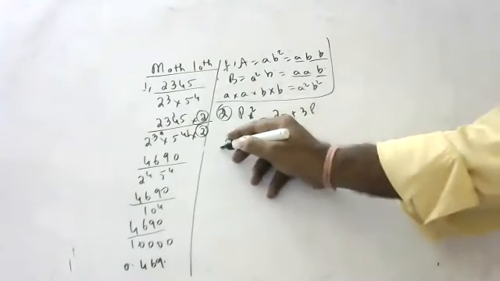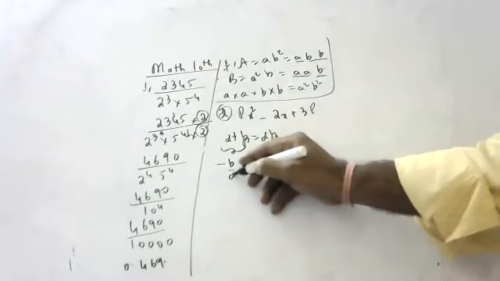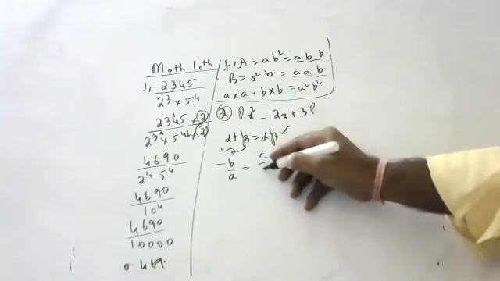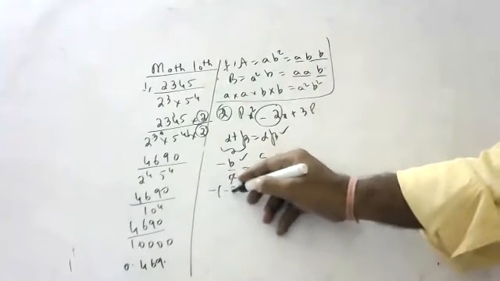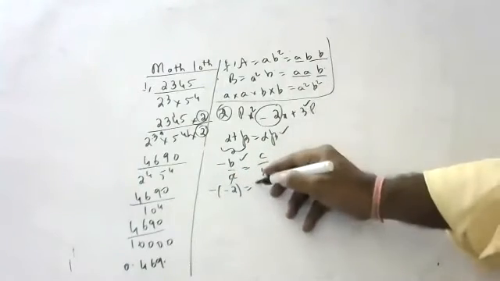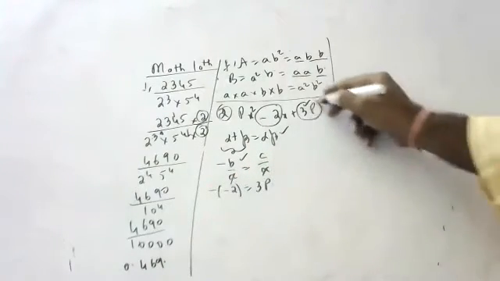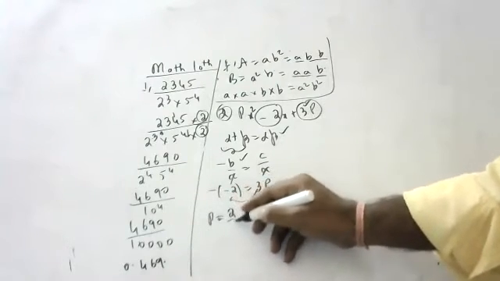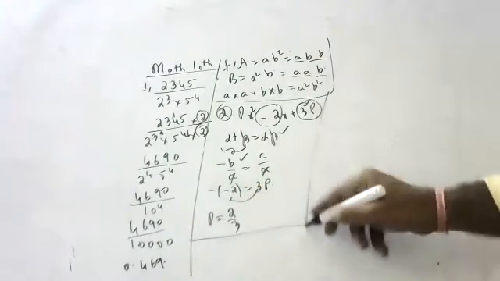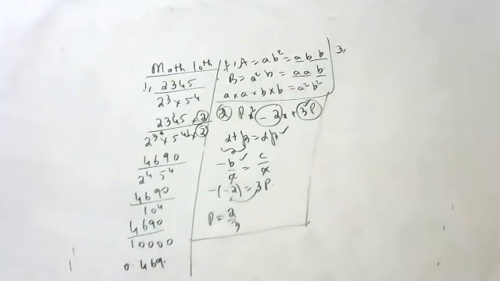Okay, children, what is alpha plus beta? Minus b by a. Minus of minus 2 is equal to 2, so 2 by p. Alpha beta is c by a, which is 3p by p, equal to 3. So 2 is equal to 3p, and p is equal to 2 by 3. P is equal to 2 by 3, children. Okay, like that you have to do, children. Next.